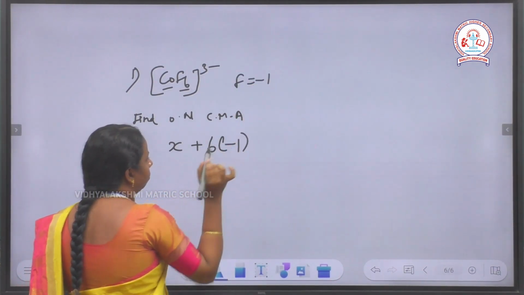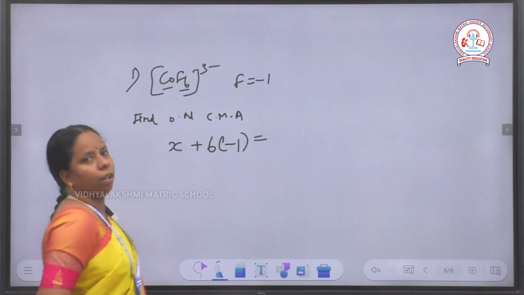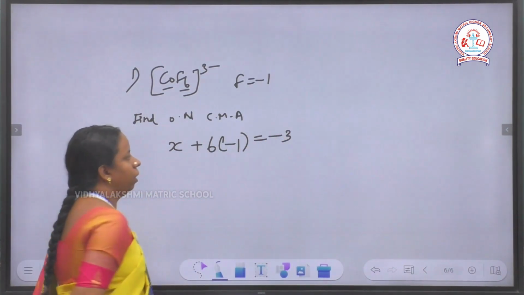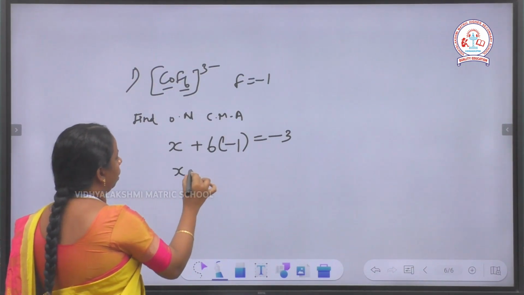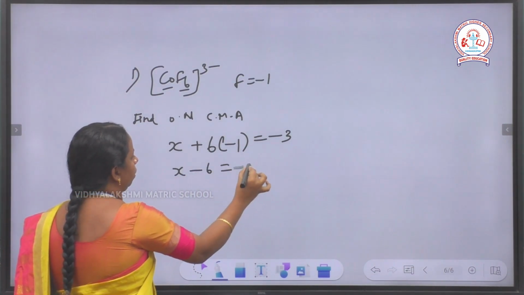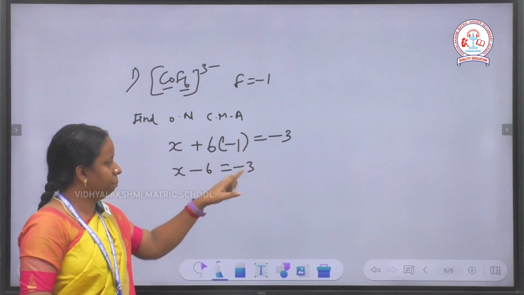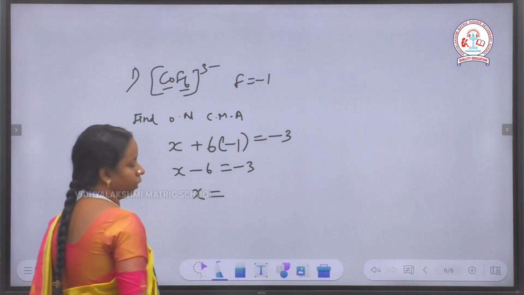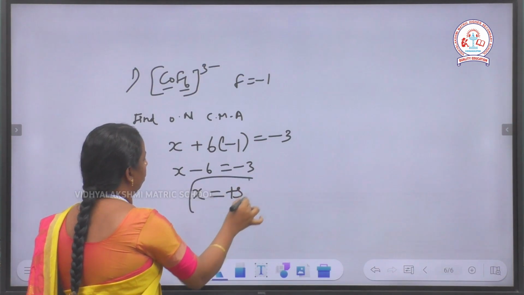Fluorine oxidation state is usually -1. That's why you put -1 oxidation state, which is equal to what is the formal charge? 3 minus formal charge. That's why you put here -3. Okay. Then solve this equation. X plus 6 ones are -6, which is equal to -3. -6 go to that side, +6, so X equal to +6 -3. So we get the answer +3 as the oxidation number of cobalt.